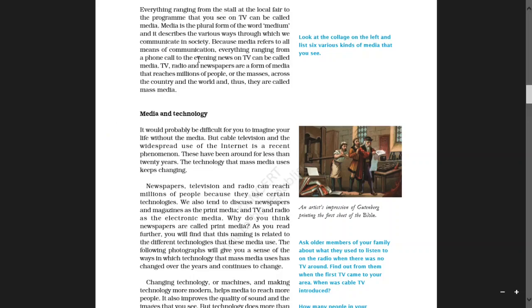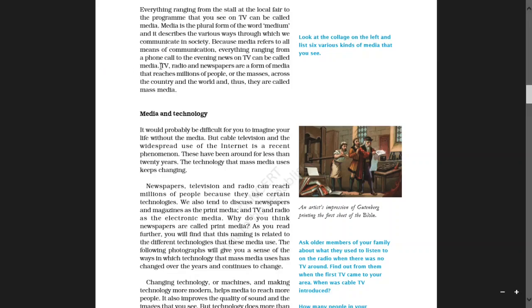Media is the plural form of the word medium, and it describes the various ways through which we communicate in society. Because media refers to all means of communication, everything ranging from a phone call to the evening news on TV can be called media.